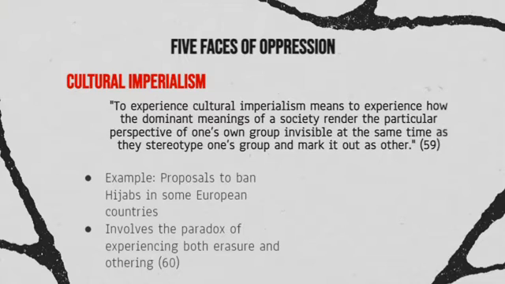This brings us to our fourth form of oppression, cultural imperialism. To experience cultural imperialism means to experience how the dominant meanings of a society render the particular perspective of one's own group invisible at the same time as they stereotype one's group and mark it out as other. In short, cultural imperialism is a way of erasing someone's culture and forcing them to adopt the dominant culture.